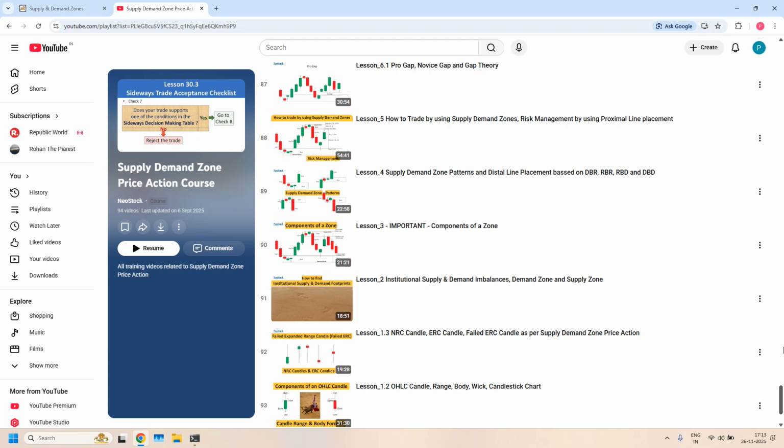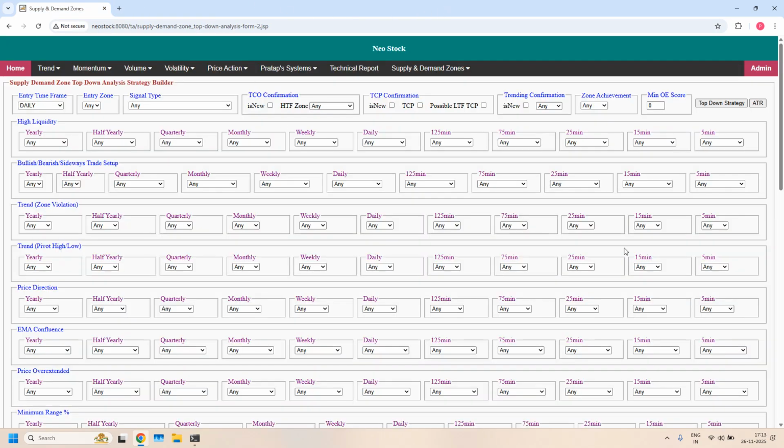Okay, now I am going to generate different supply demand zone reports with the help of NeoStock Software's supply demand zone top-down analysis strategy builder. First, I am going to generate finding the stocks near daily and 75 minutes demand and supply zones. From those reports, let us identify high priority, high liquidity zones, and using those zones by applying the high liquidity zone strategy that you learned in lesson 21.3 video, and then you can plan the trades.